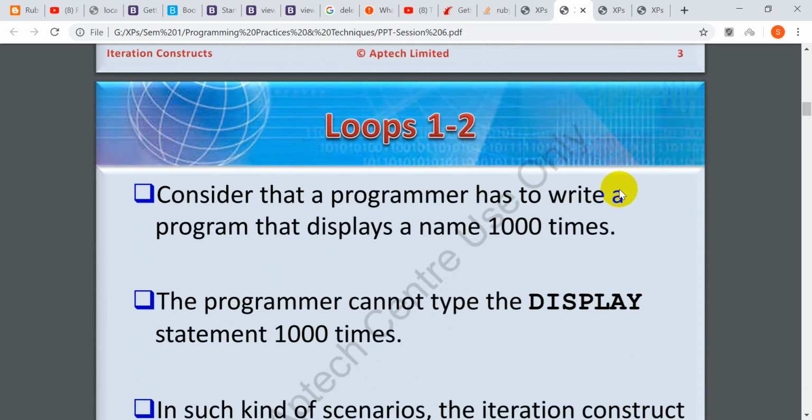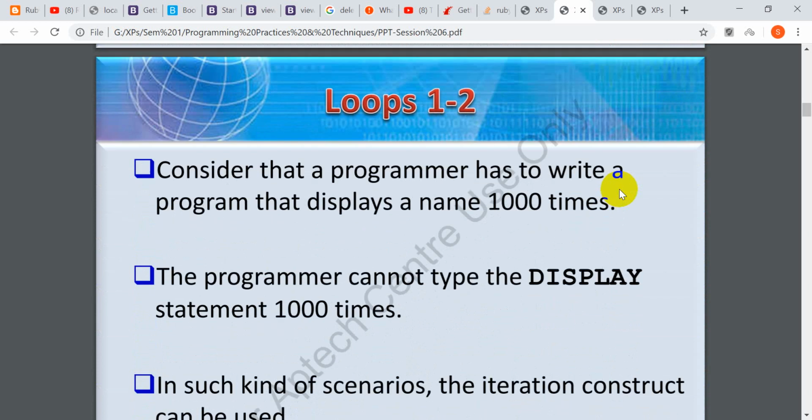So let's see how it works. Consider that a programmer has to write a program that displays a name 1000 times. The programmer cannot type this display statement 1000 times. It doesn't make sense. Then what is the use of a computer, or of a programming language? Would you just be writing display name, display name, display name up to 1000 times? That doesn't work that way, right?